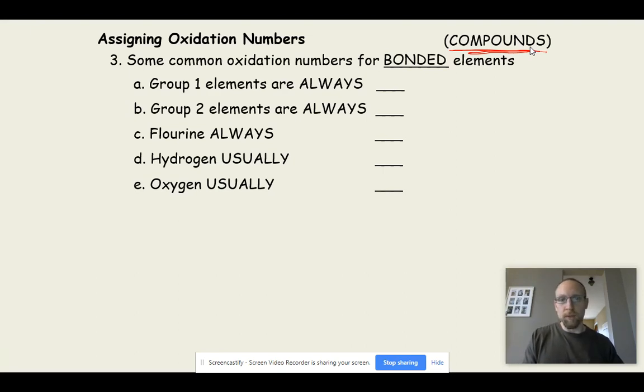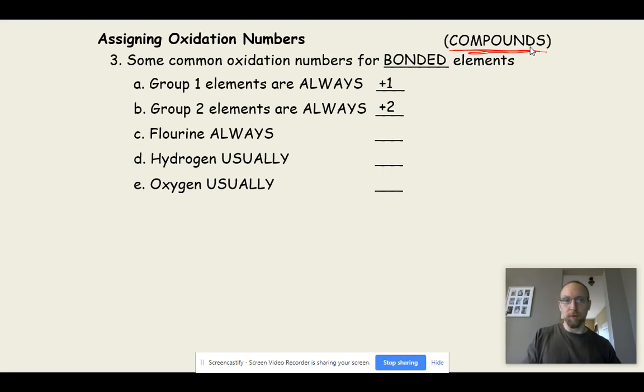So group 1 elements are always plus 1. That kind of makes sense because they're in the first group. And if we remember what that means, being in the first group, you have 1 valence electron. So those group 1 elements are going to lose that 1 electron to become plus 1 ions. So the group 2 elements are always plus 2. Same reason, they're going to lose 2 electrons from their valence shell and become plus 2 ions.